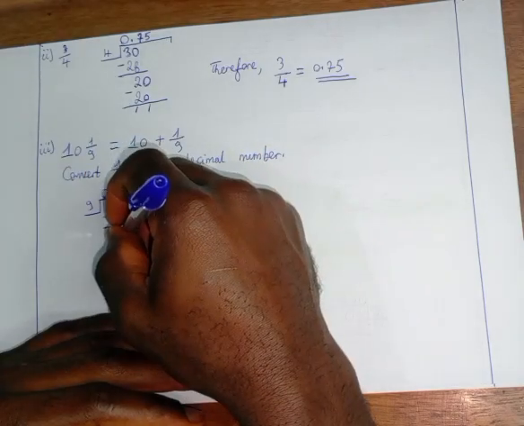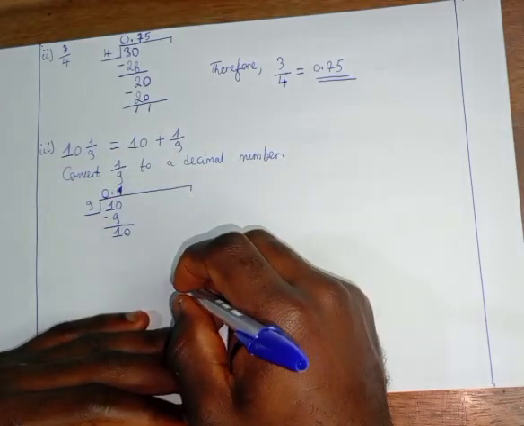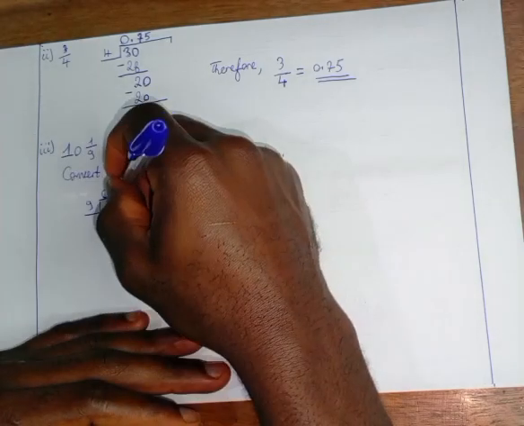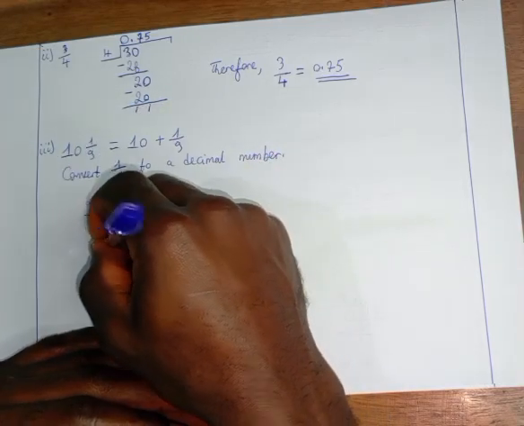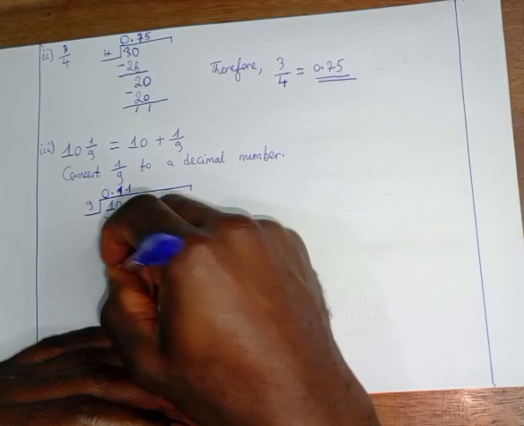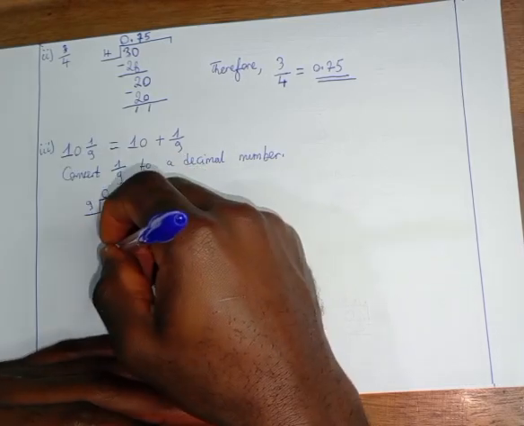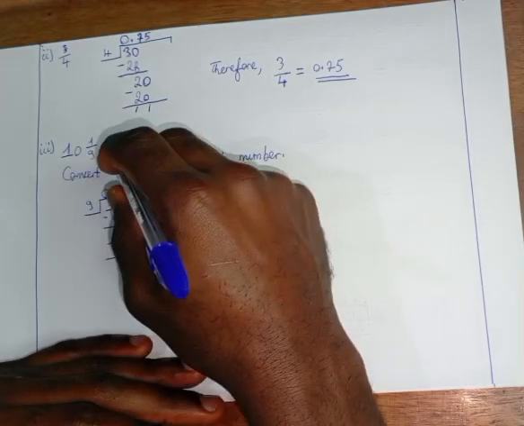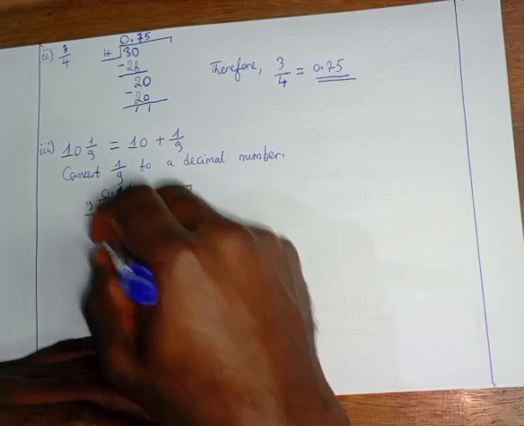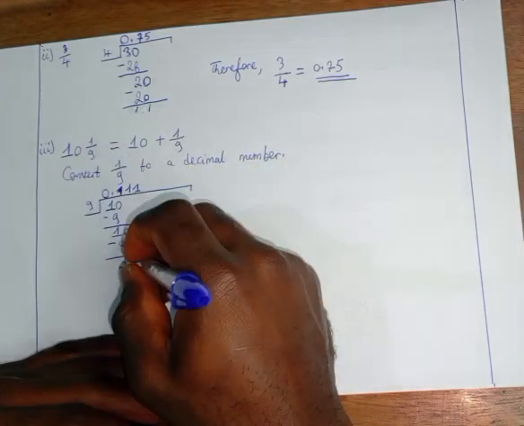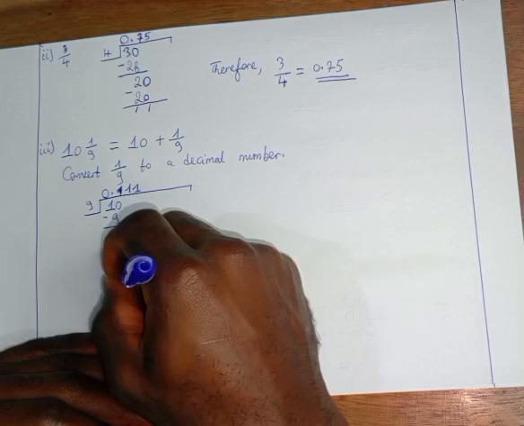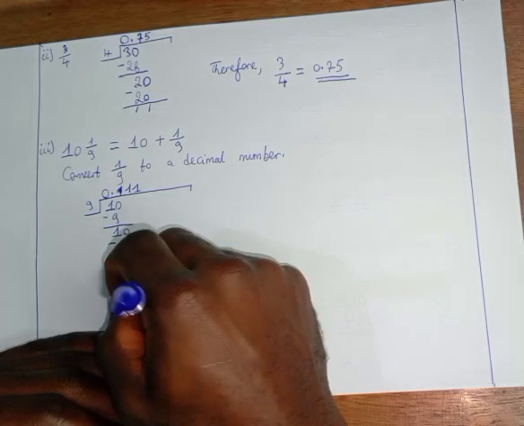1 is less than 9. We attach a 0 for the second decimal place. 10 divided by 9 gives us 1. 1 times 9, 9. Subtract again, gives us 1. 1 is less than 9. We attach a 0 for the third decimal place. 10 divided by 9 gives us 1. 1 times 9, 9. We subtract, gives us 1.